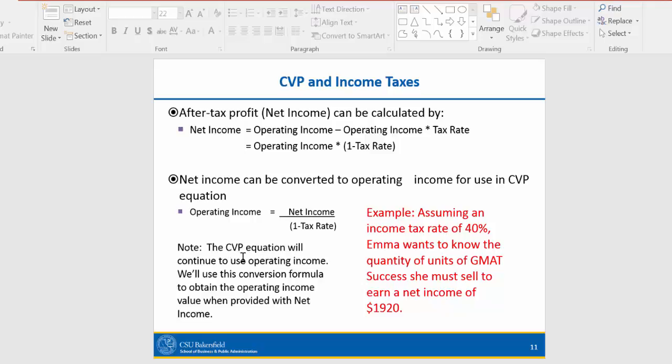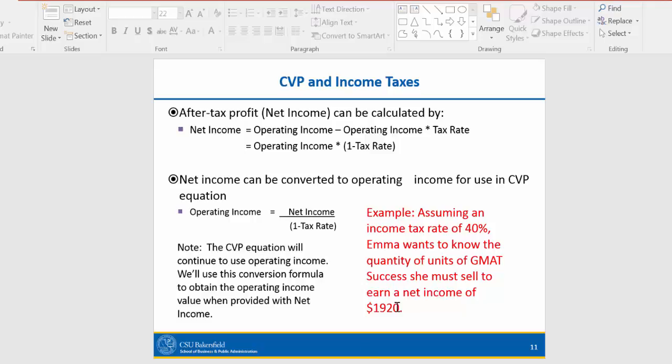Okay, so here's a question. Assuming an income tax rate of 40%, Emma wants to know the quantity of units of GMAT success packages she must sell to earn a net income of 1,920. Now we're looking at a net income, not operating income. It's net profit, not operating profit, so it's a result after deducting tax paid. I want you to pay attention.